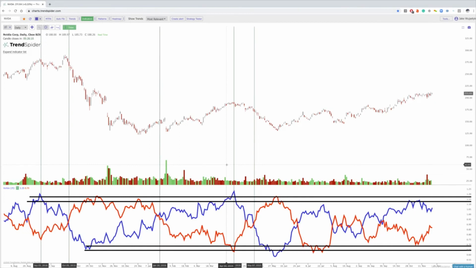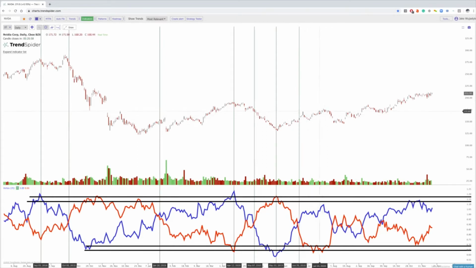So notice here, same thing, we bottom out, red hits this threshold, we are bottoming, not necessarily exactly at this point, but it's a bottoming point, and then we've got the cross here, and then we've got that continuation of the trend for about a month or so.